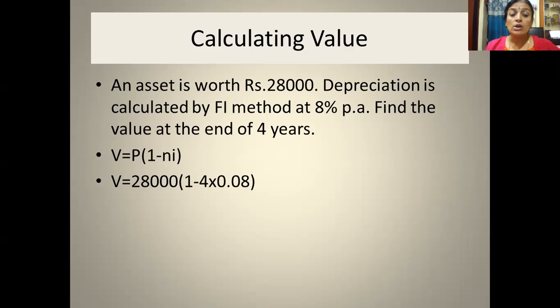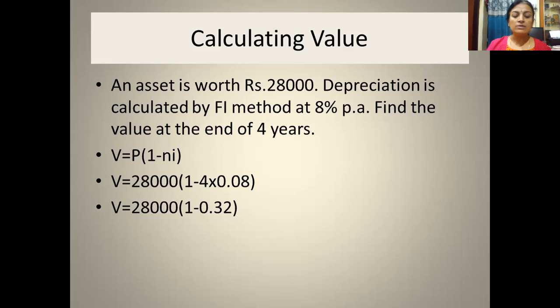V is equal to, instead of P, take the value of P, that is 28,000. 1 is 1 only. 1 minus N, that is 4, I, that is 0.08. So as I have already mentioned, first you have to go for Ni. This is 1 minus Ni. First you have to go for Ni, that is N into I. Multiply 4 into 0.08. Take the value. Then 1 minus that particular value.